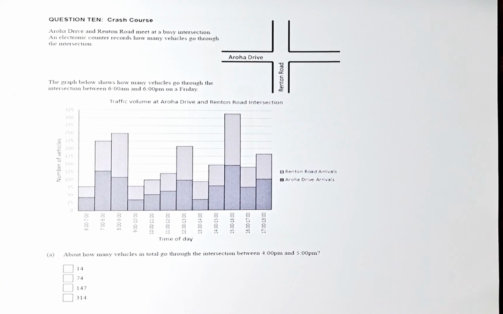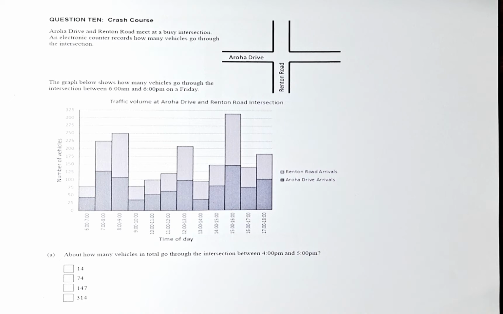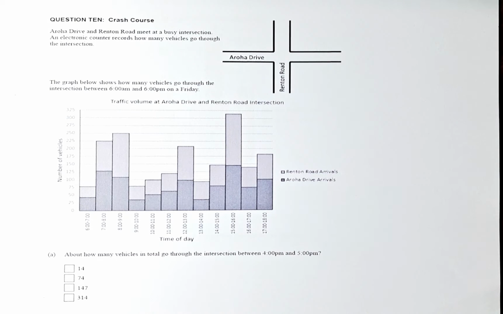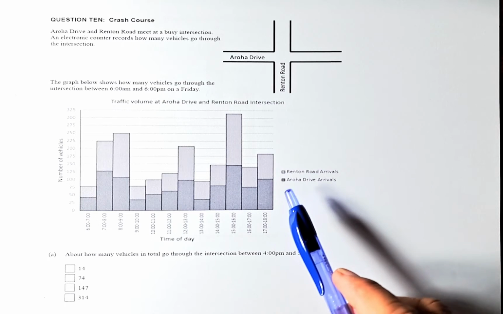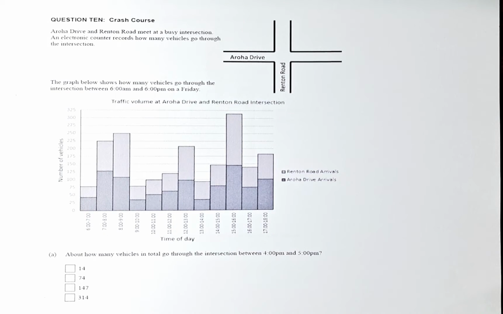The title of this question is called Crash Course. Aroha Drive and Renton Road meet at a busy intersection. An electronic counter records how many vehicles go through the intersection. The graph below shows how many vehicles go through the intersection between 6 a.m. and 6 p.m. on a Friday. So we have the graph. The light color is Renton Road arrivals, and the darker trend is called Aroha Drive arrivals.